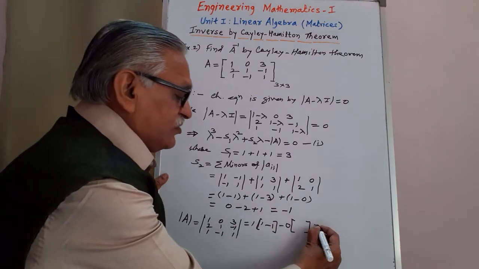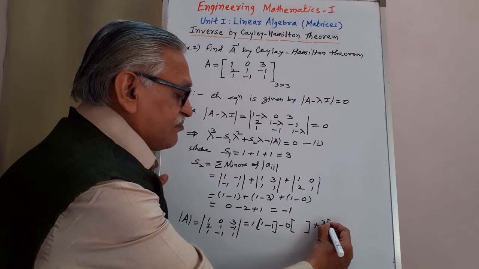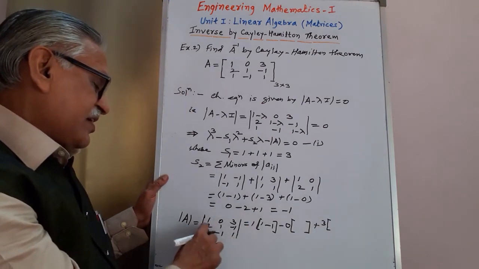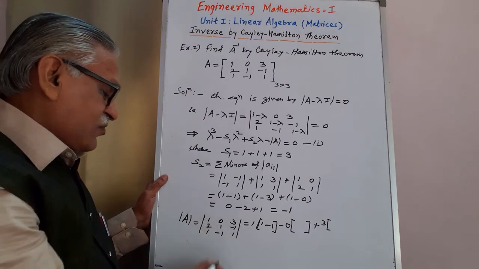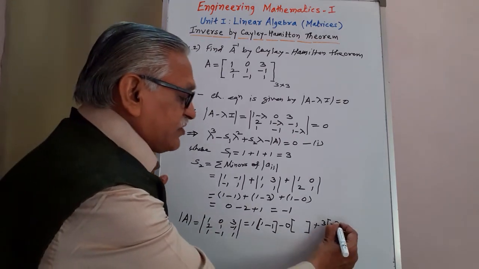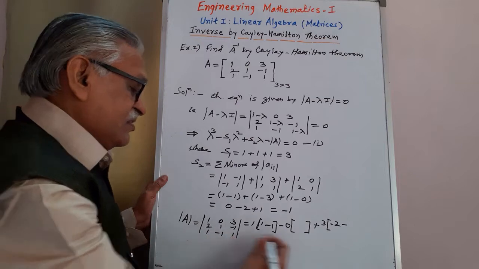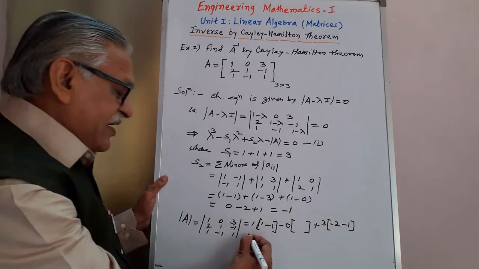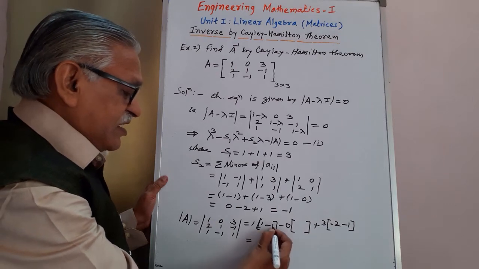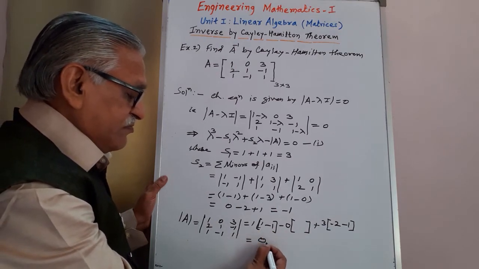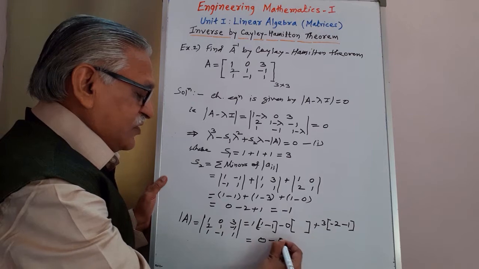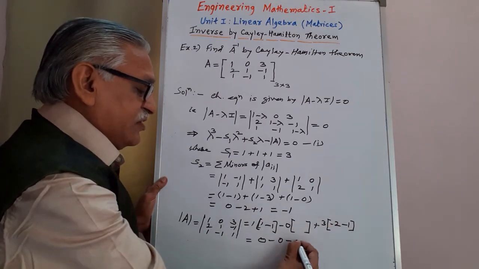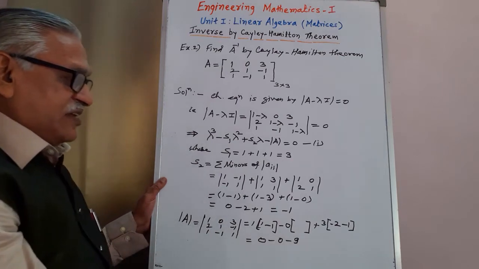And plus 3 into, neglecting this row and the column, the determinant of this remaining 4. 2 into minus 1 we get minus 2, minus that product 1 into 1 we get 1. And then simplifying it, this product is 0, this one is 0, and minus 3 into 3 we get that product as minus 9.